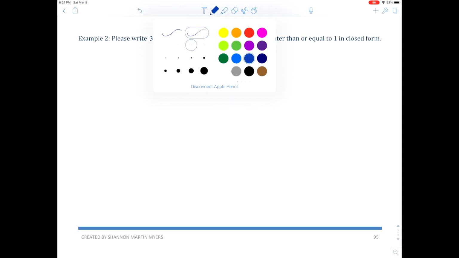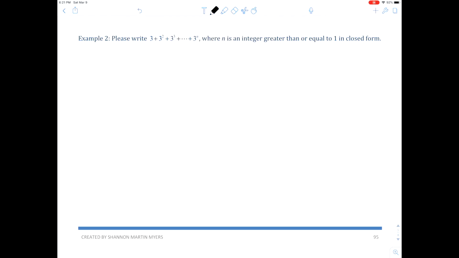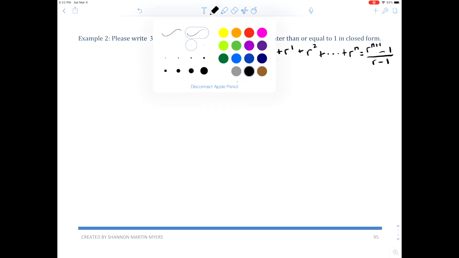So what formula will we be using? Good, you're going to want to use the fact that, and I'm going to write it in expanded form, r to the 0 plus r to the 1 plus r squared plus dot dot dot plus r to the n is equal to r to the n plus 1 minus 1 over r minus 1. Groovy? All right. So, here we go.